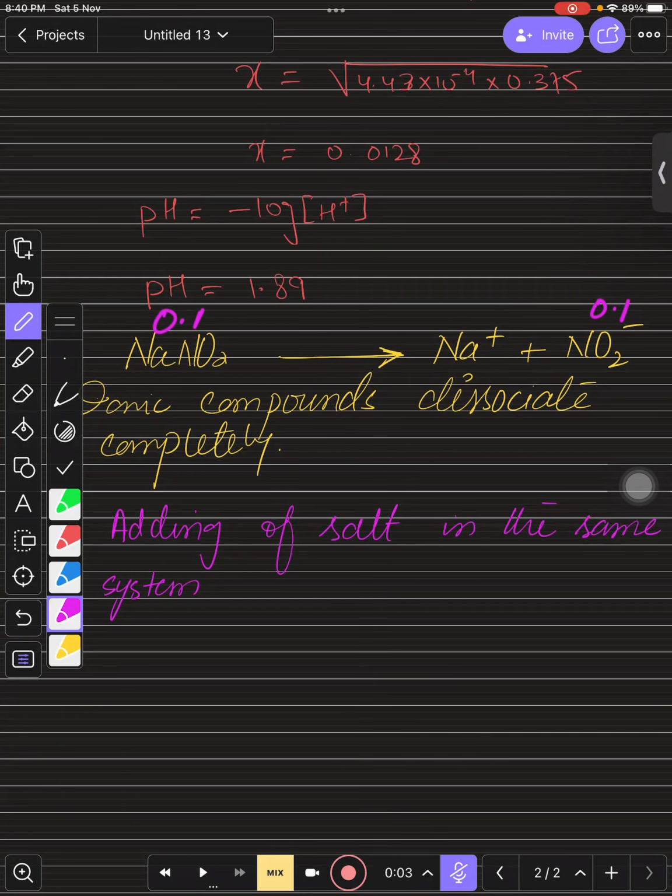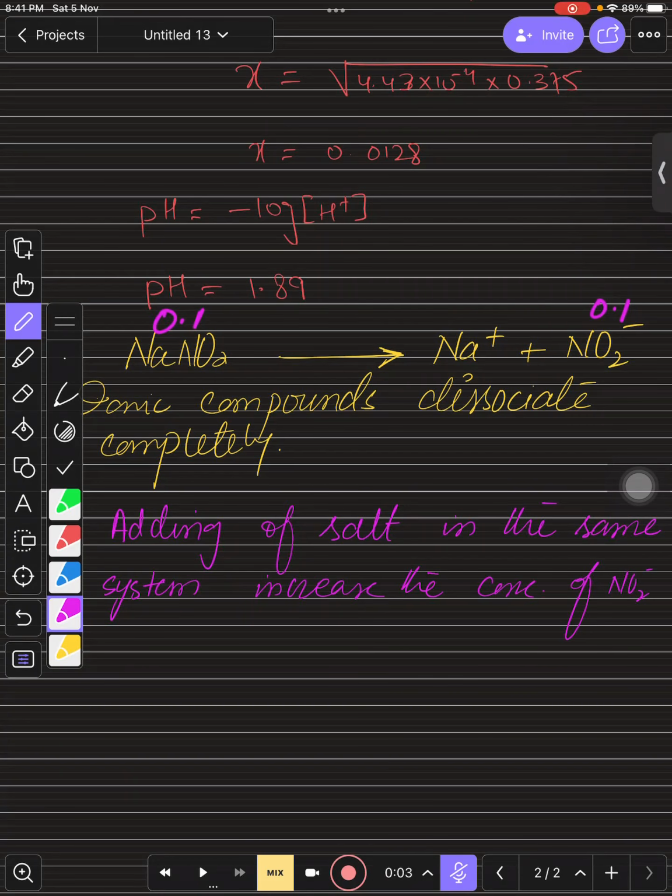Increase the concentration of anions, right? Increase the concentration of NO2 minus over there. ठीक है भाई? So you just need to keep remember if you talk about reversible reaction.